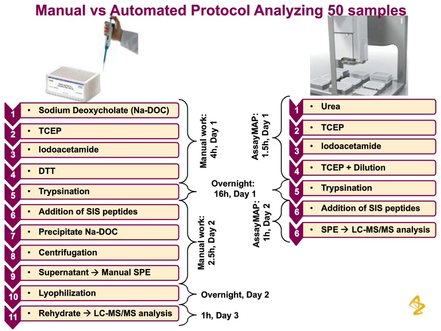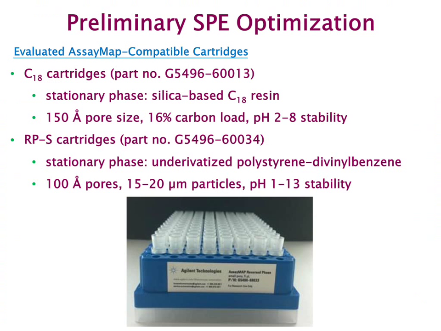This slide describes the details of the two different cartridges, both commercially available, that were evaluated. The C18 cartridges are packed with high-capacity silica-based C18 resin with a pore size of 150 angstrom. This resin is stable from pH 2 to 8. The RPS cartridges, where RPS stands for reverse phase small pore, contain a non-polar styrene divinyl benzene polymeric resin that is underivatized and is hydrophobic due to the chemical nature of the polymer. This resin has a pore size of 100 angstrom and is stable from pH 1 to 14. The loading capacity of these cartridges was about 150 micrograms.